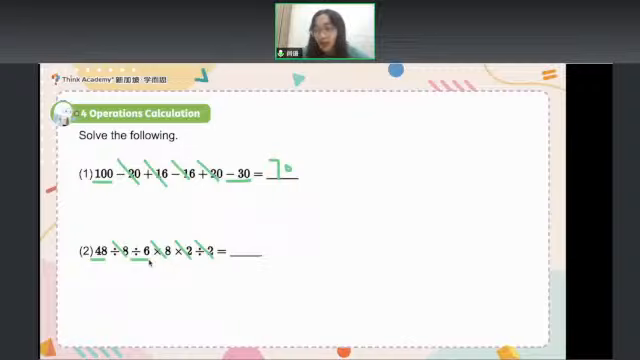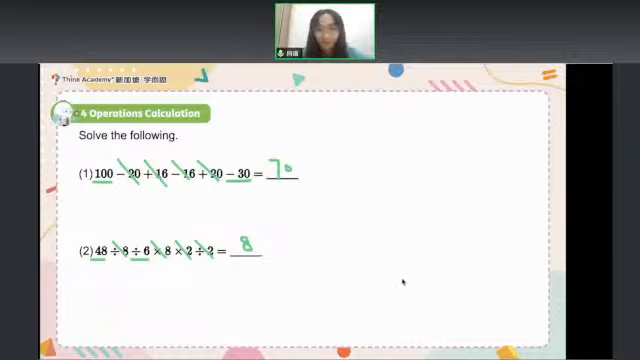What is 48 divided by 6? Wow, who got 6? Calculation. 48 divided by 6, what is it? Yes, that is 8. Be more careful. 6 times 8, that is 48. 48 divided by 6, that is 8.